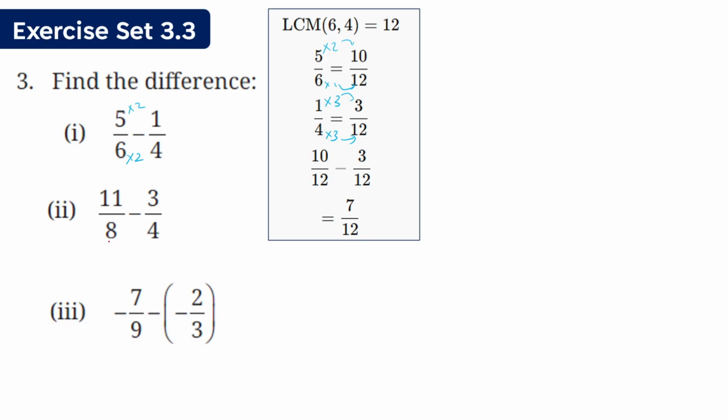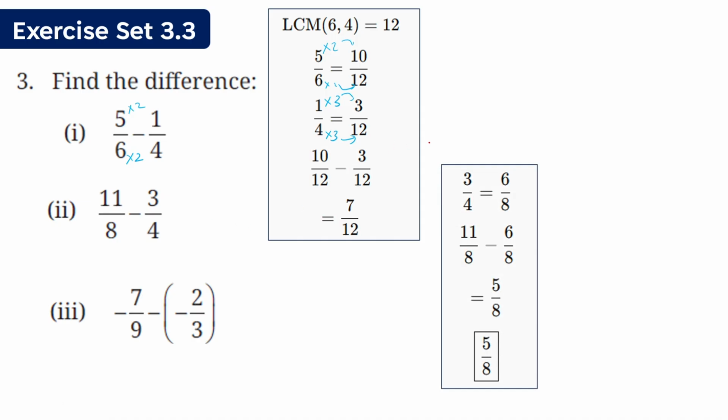The second question, 8 and 4 are the denominators. Now just think for a second, what is the least common multiple of 8 and 4? List down the multiples of 8 and list down the multiples of 4 and see which is the least common multiple. So it is 8 because 2 times 4 is 8, and the second fraction already has an 8, so we don't have to multiply. So we need to also multiply the 3 by 2. 3 times 2 is 6 and 4 times 2 is 8. And since this is a subtraction problem, we have to subtract 6 from 11. And 11 take away 6 is 5, and 5/8 is the answer.